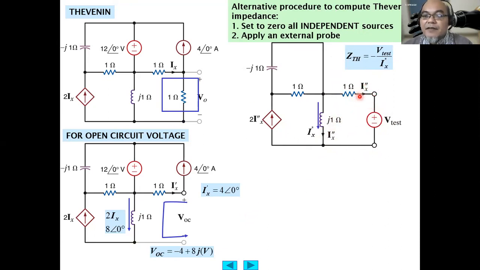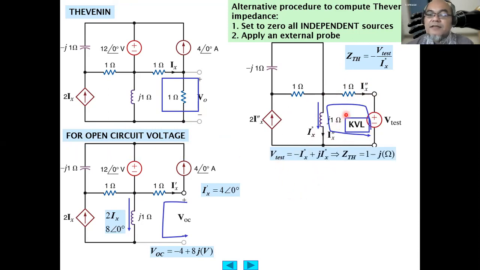And so the I double dash X will be equal to the current flowing through this J1 ohm impedance. Then using Kirchhoff's voltage law, V test equals Ix double dash times 1 ohm plus J1 ohm times I double dash X. So Z_TH equals 1 minus J ohm.